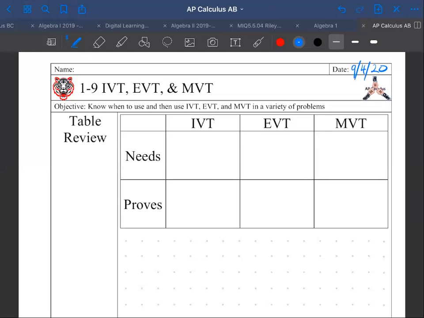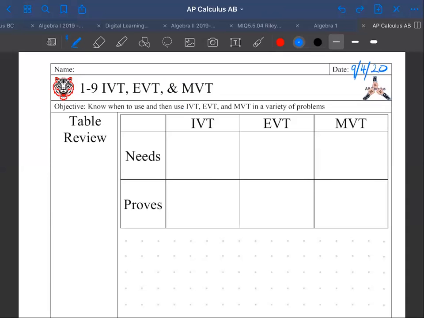That is a weird typo. Know when to use. And then I'm not sure what I was trying to say there. I think we're just going to cross all of that stuff out. Know when to use those things in a variety of problems. Oh, know when to use and then use. I see what I was saying. I could have said that better. So what conditions can I use them? And then how do I actually use them?